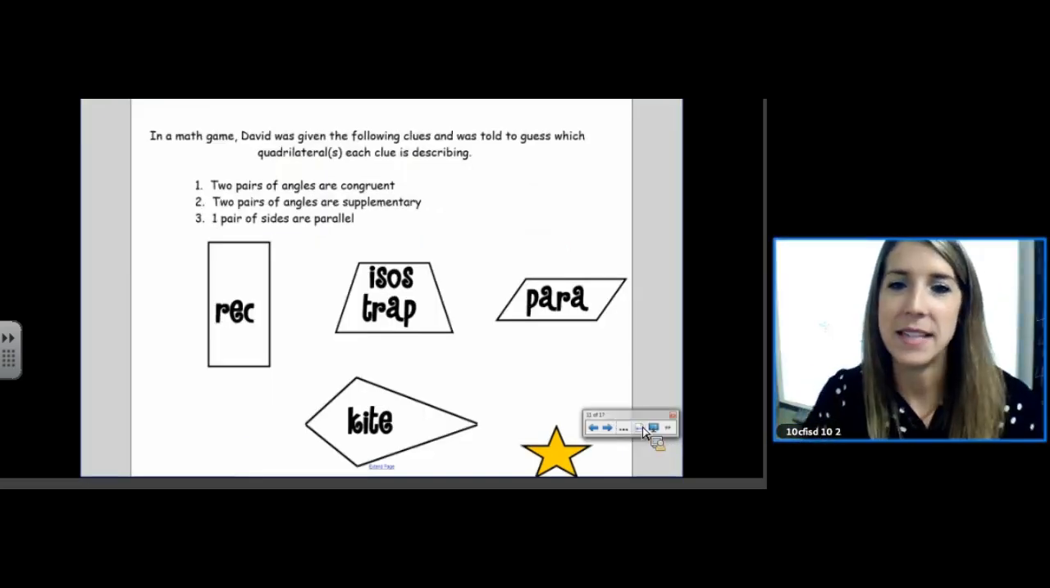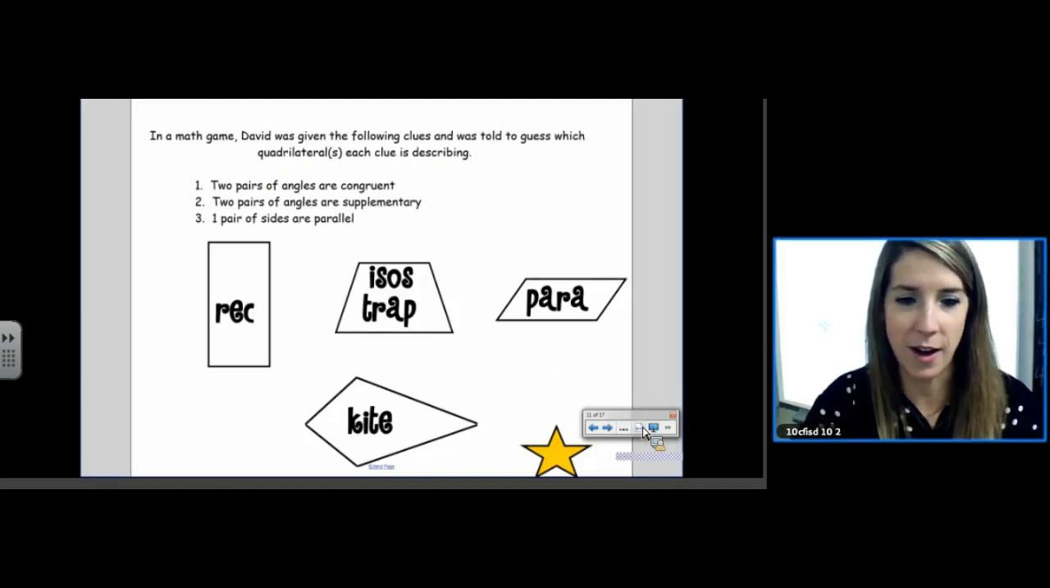In a math game, David was given the following clues and was told to guess which quadrilateral each clue is describing.